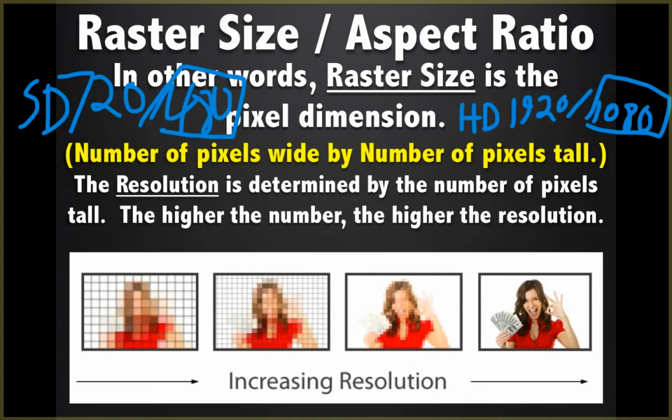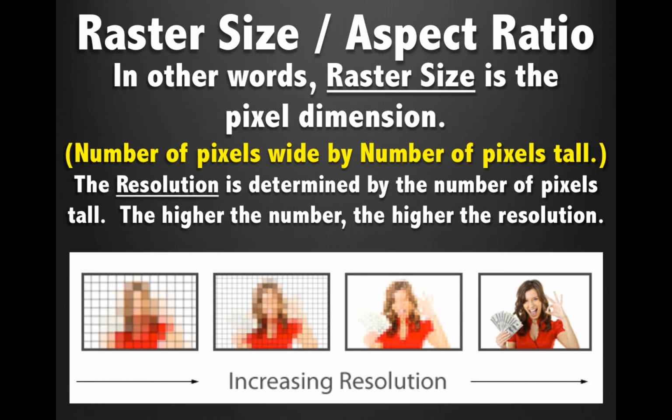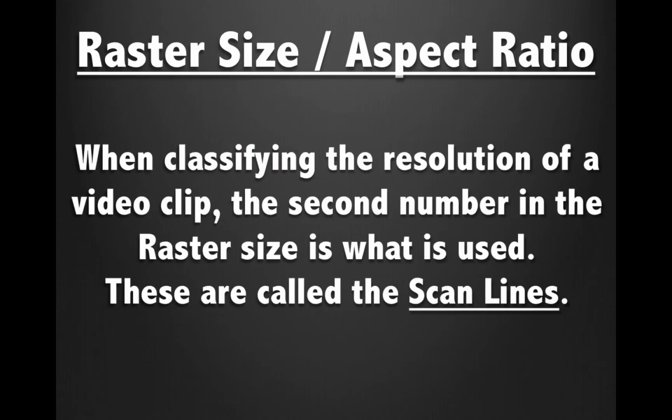So if you're ever wondering whether this video is higher resolution than that one, look at that second number if they offer it. If it says 1920 by 1080, you go, okay, that's higher resolution. There's also 1080 by 720. That's another considered HD resolution, but 1920 by 1080 is going to be higher resolution than 1080 by 720 because that second number is lower. So you always want to look at that second number. When classifying the resolution of a video clip, the second number in the raster size is what is used.